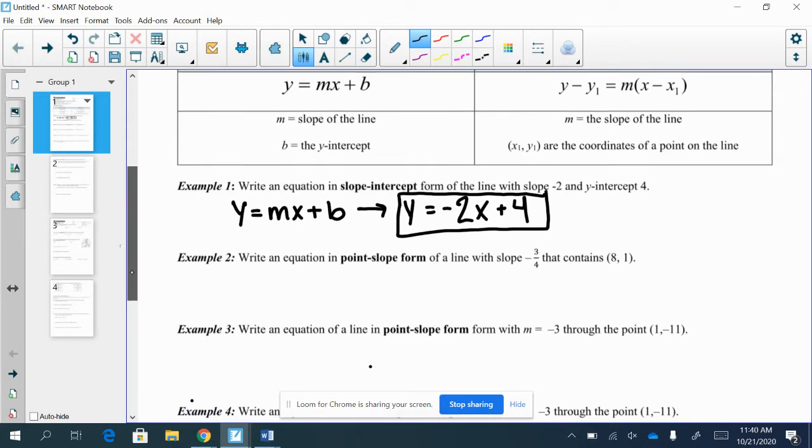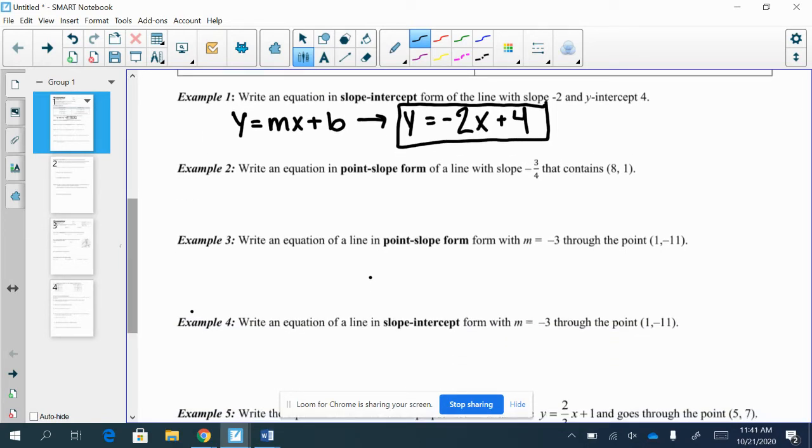Okay, and then the next one, write the equation in point-slope form. So now we're working with point-slope form of a line with a slope -3/4 that contains 8, 1. So again, this is going to be your x1, y1. Okay, so point-slope form is y minus y1 is equal to m times x minus x1. Okay, and I like to think about it, your y and your x should never change. That will be there throughout the whole entire equation.